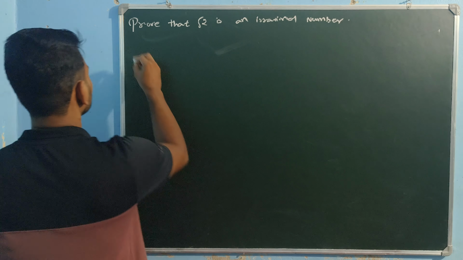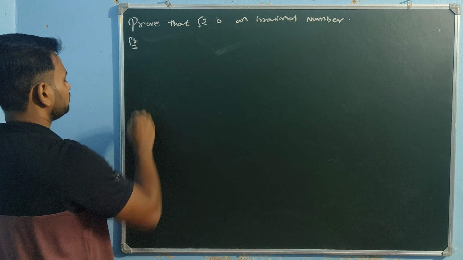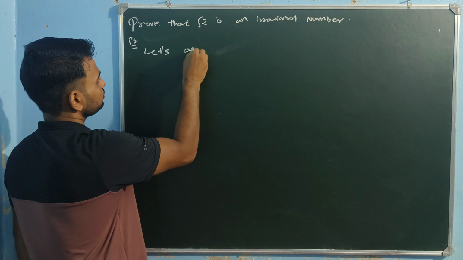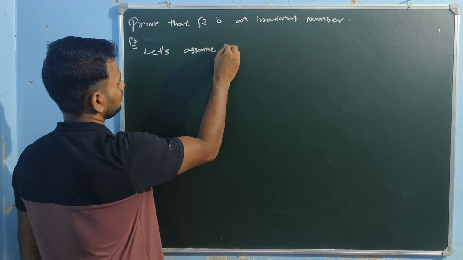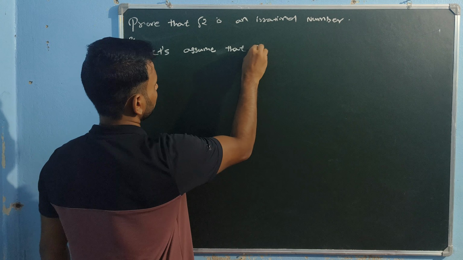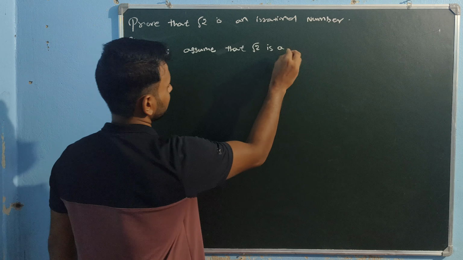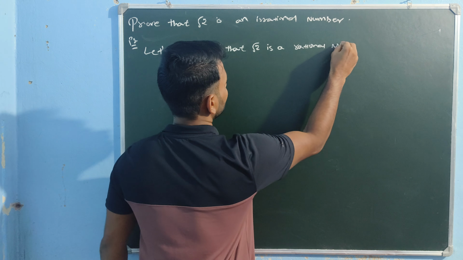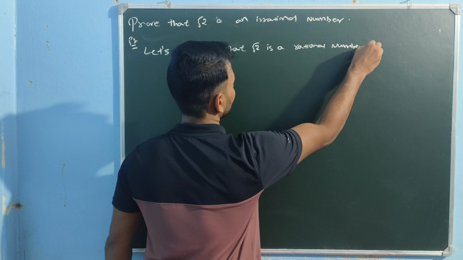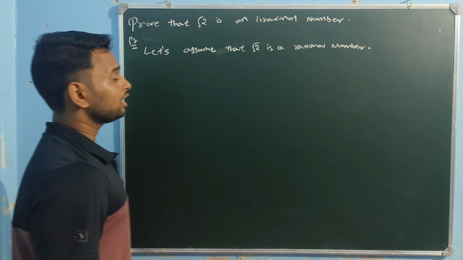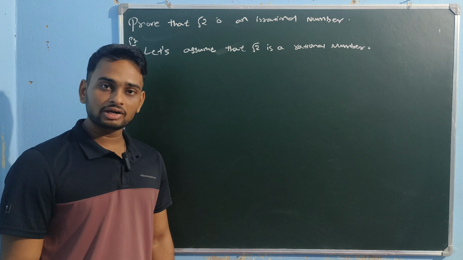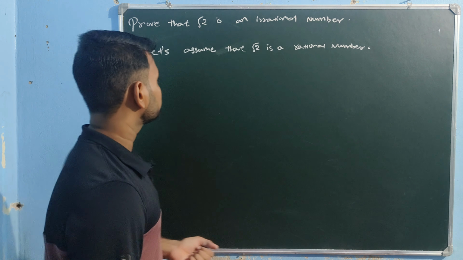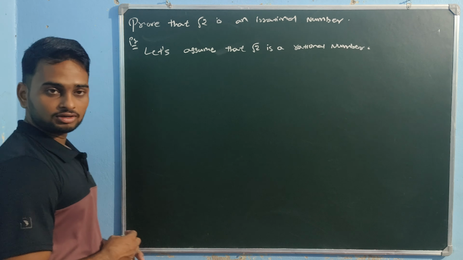So first of all, proof. Let's assume that root 2 is a rational number. Why do we assume root 2 is a rational number? Because we have to prove it by using the method of contradiction. So we have to assume that root 2 is a rational number. Clear?